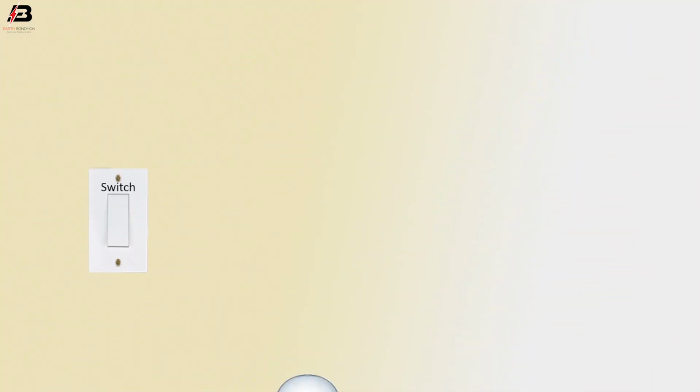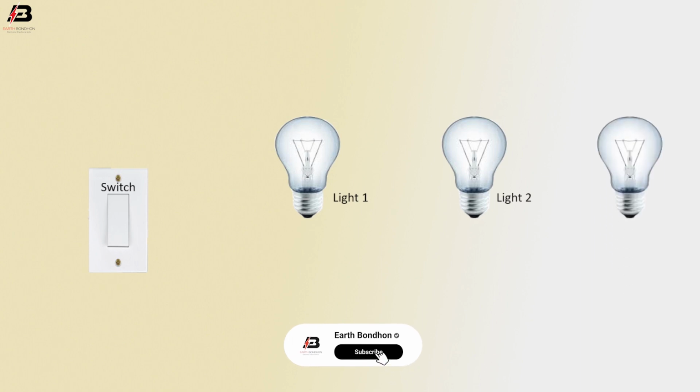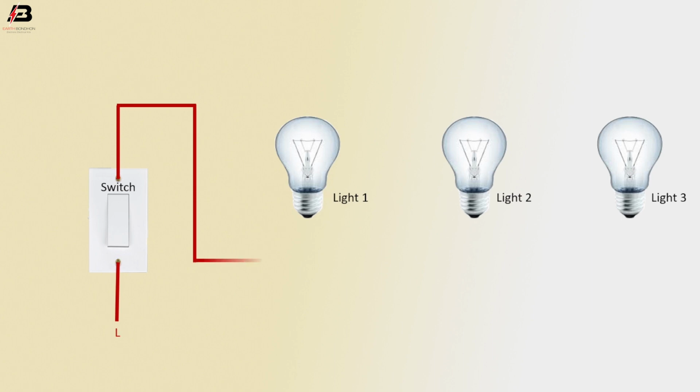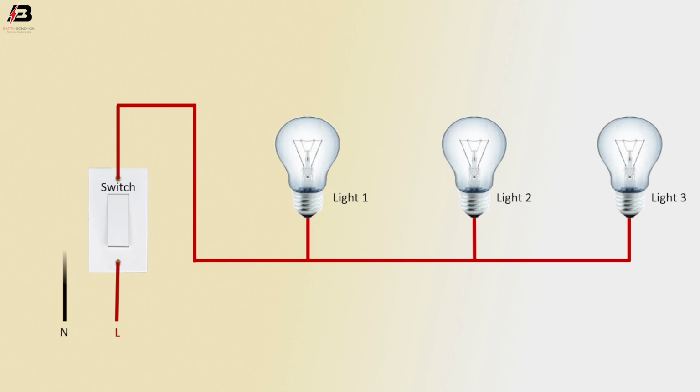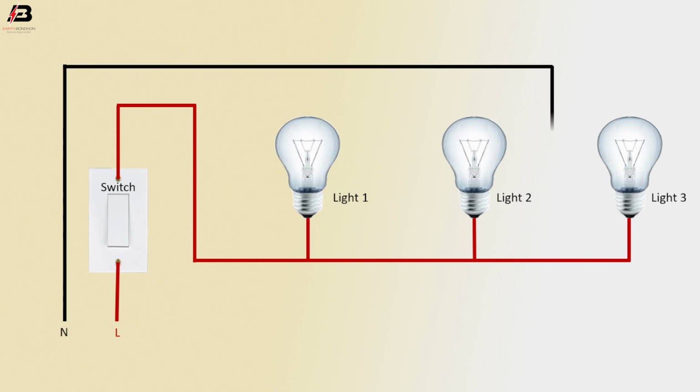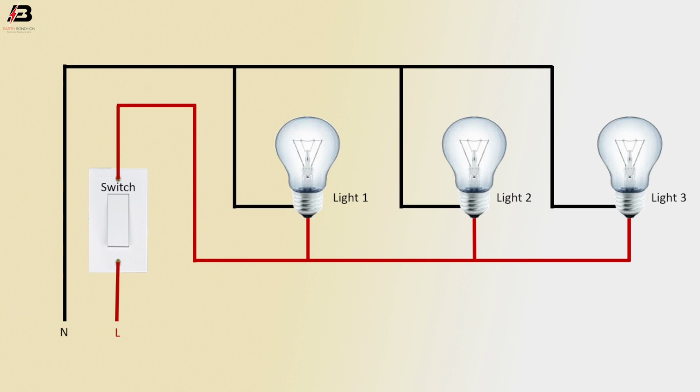So viewers, let's start. Switch, light 1, light 2, light 3. Phase connection input to switch. Phase connection output from switch to connect light 1, 2 and light 3. Neutral connection connected to light 3. Neutral connection to light 2. Neutral connection to light 1. Now this circuit is ready for use.